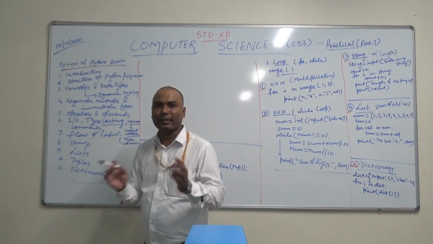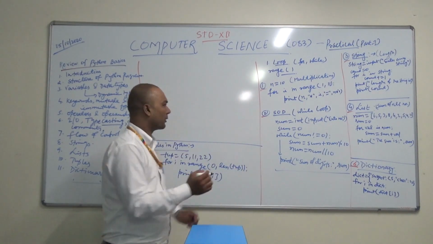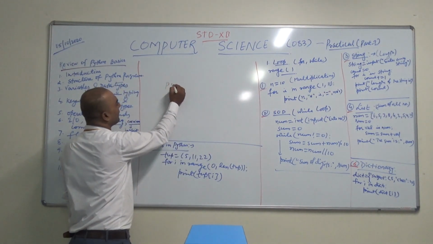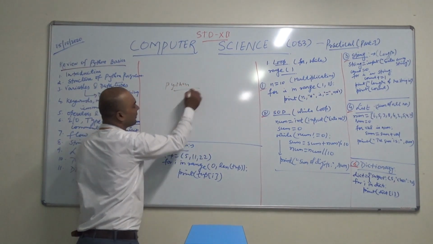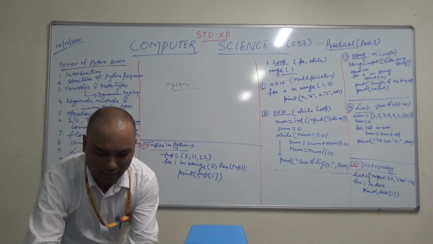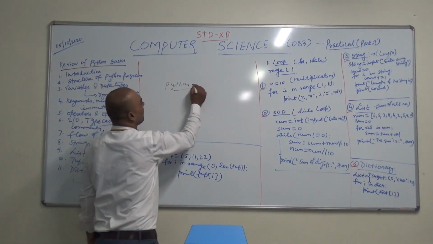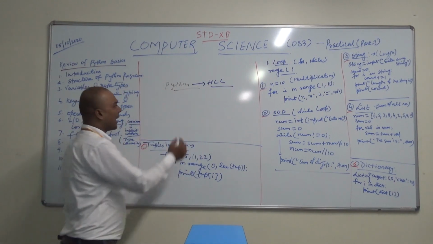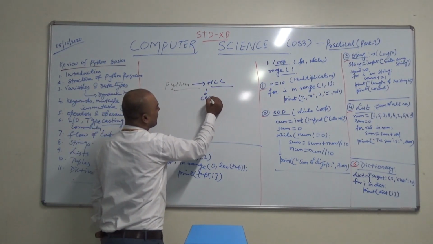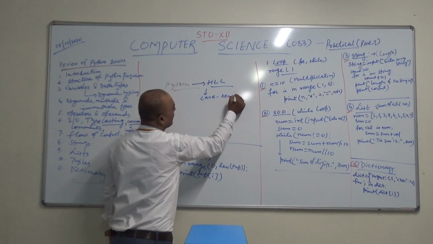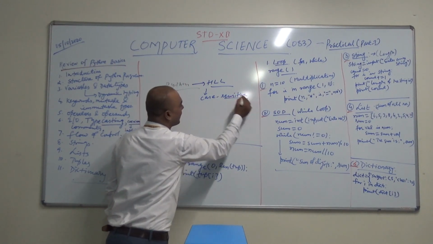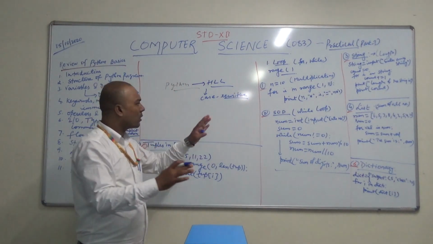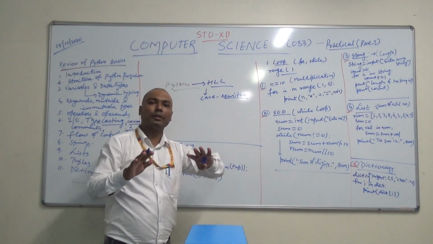So we all know that Python is a case sensitive language. Python is a high level language, HLL. This is a high level language, and the second part is case sensitive. Case sensitive means all the characters are not similar and their ASCII values are very different.